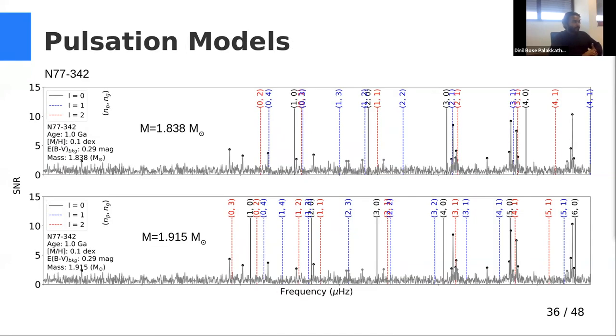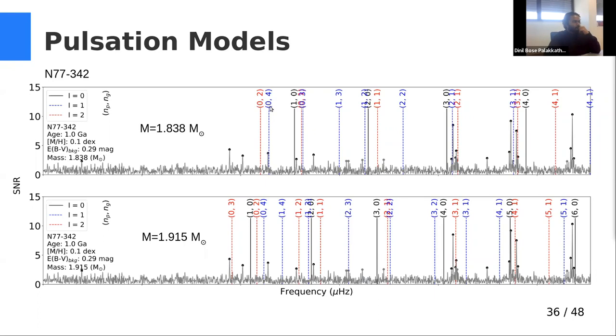Here in this diagram, I am showing the pulsation models. On the top, I am showing the pulsation models for 1.8 solar mass, and on the bottom, I am showing the pulsation models for 1.9 solar mass. The gray color represents the observed frequencies. As you can see, we have a lot of excited frequencies, and the vertical lines show the theoretical frequencies.